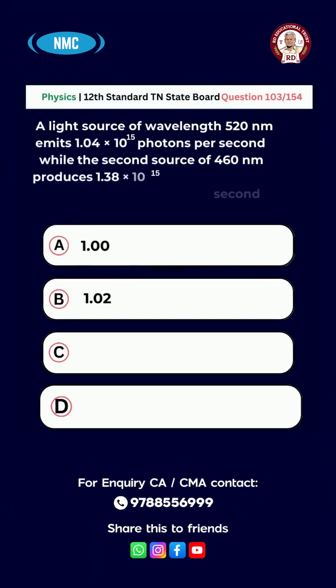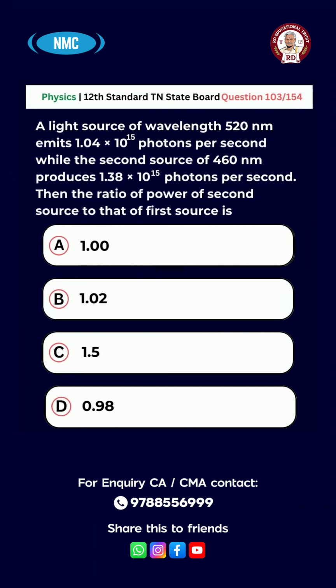Question number 103. A light source of wavelength 520 nm emits 1.04 into 10 power 15 photons per second, while the second source of 460 nm produces 1.38 into 10 power 15 photons per second. Then the ratio of power of the second source to the first source is: option A, 1.00; B, 1.02; C, 1.5; D, 0.98. The right answer is option C, 1.5.